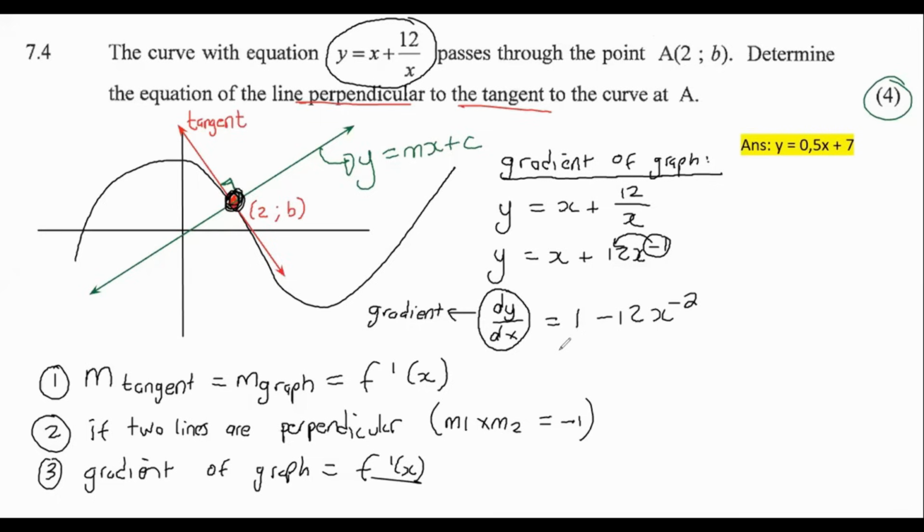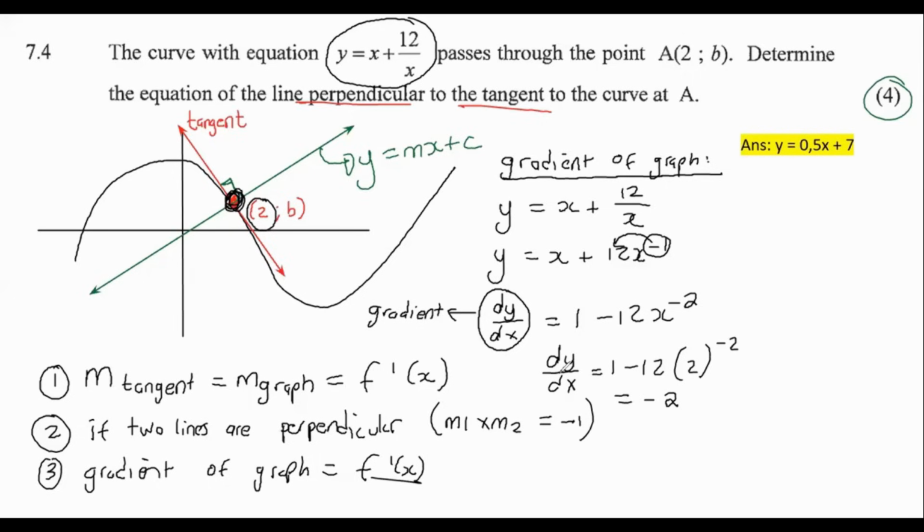Okay, so now what I'm going to do is plug in the x value of that point because I want to know the gradient at that point. And so it's going to be 1 minus 12, and then I'm going to plug in a 2 over here to the power of minus 2. And then you can just go ahead and type it in on your calculator. And let's see what that gives us. And so that's going to give us negative 2.